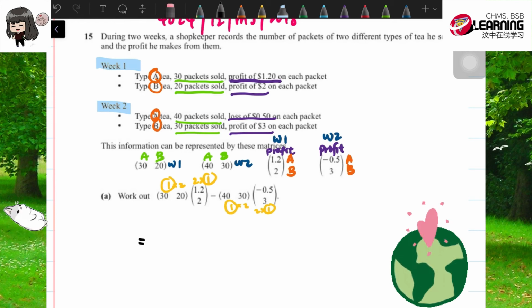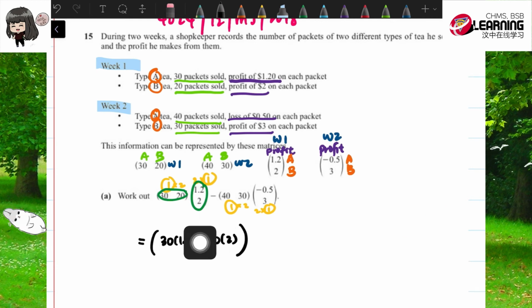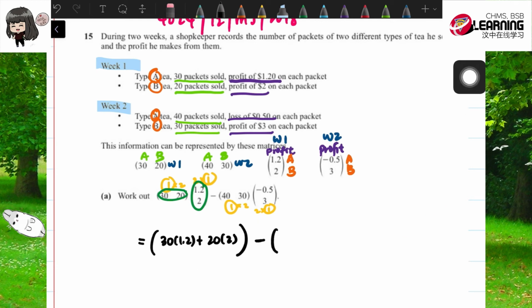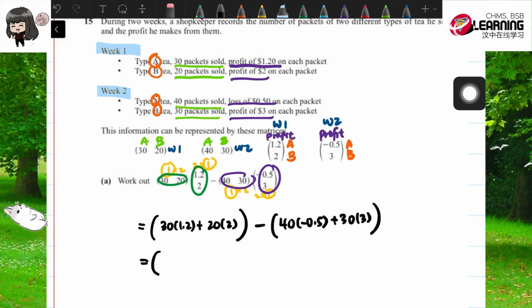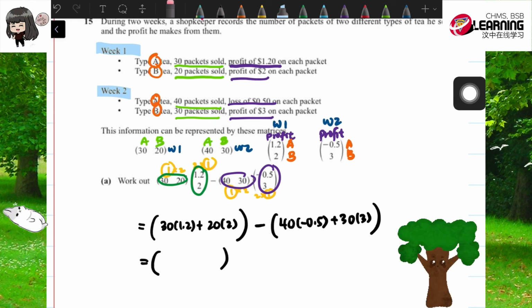Okay, so this one just simply means this one times this one. So you will get 30 times 1.2 plus 20 times 2, close bracket. This is already 1 by 1. Then minus, okay, this one times this. So you will get 40 times negative 0.5 plus 30 times 3. Okay, this is also 1 by 1. Then I calculate this one straight away.